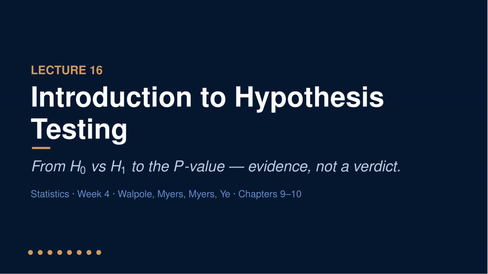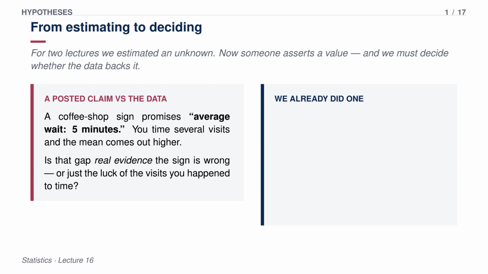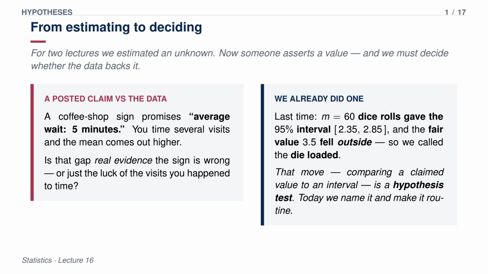That's the leap we make today. For 2 lectures, we've been estimating unknowns, building confidence intervals. Now somebody hands us a specific claim, and we have to decide, does the data back it or not? This is Week 4, Lecture 16, an introduction to hypothesis testing. So on screen, the setup, a posted claim versus the data. The sign says 5 minutes. Your data says more. Is the gap real or is it luck?